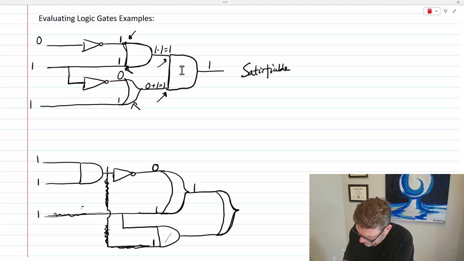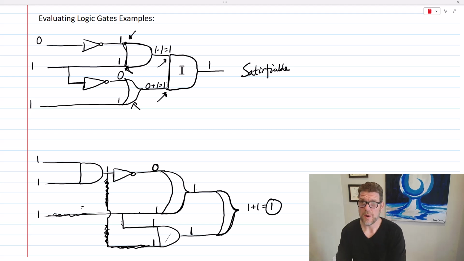We'll have 1, and this second line becomes a 1. So 1 times 1, that gives me a 1. And now 1 plus 1 equals 1. So the evaluation of our gate, in fact, is 1. And since it actually does have values that evaluate to 1, it is, in fact, also satisfiable.